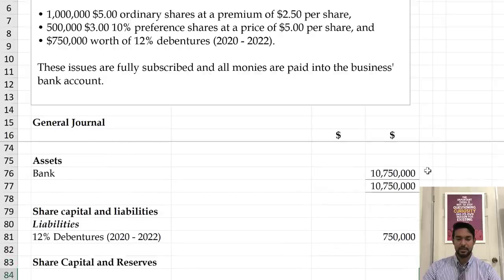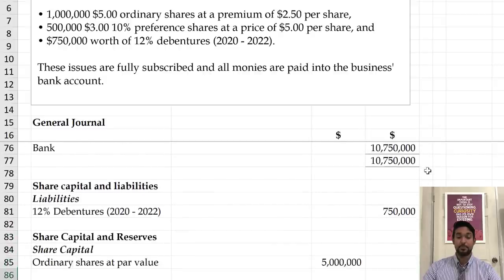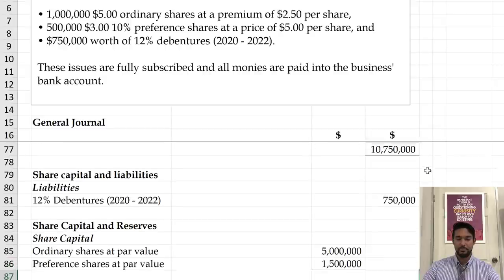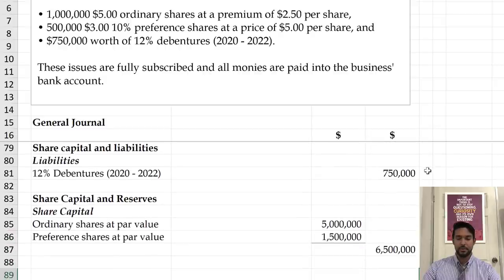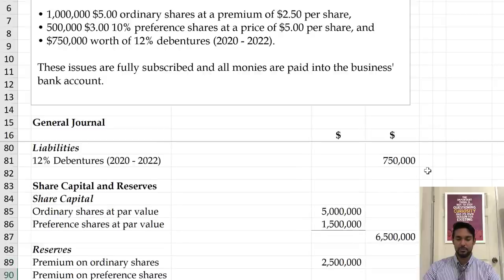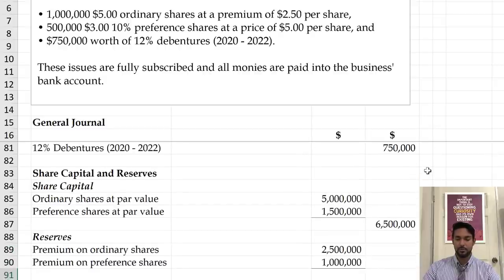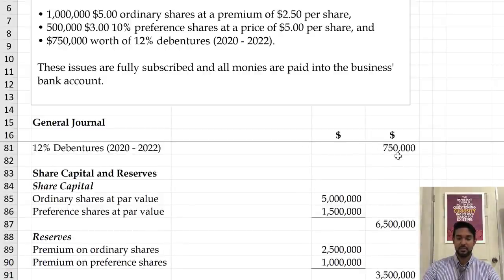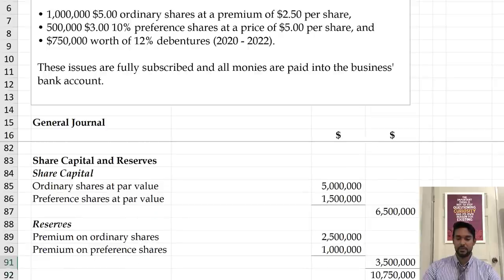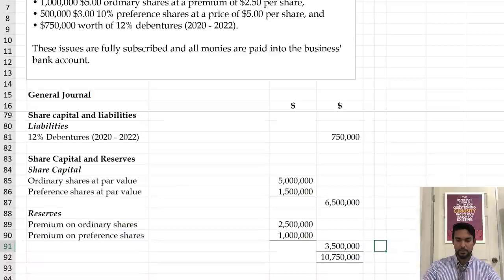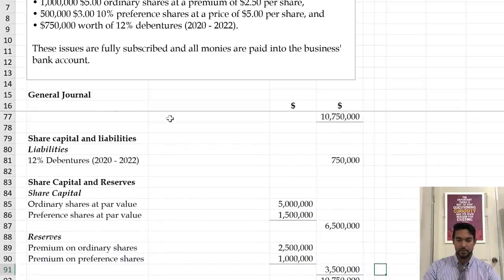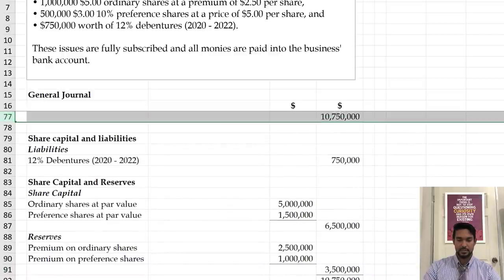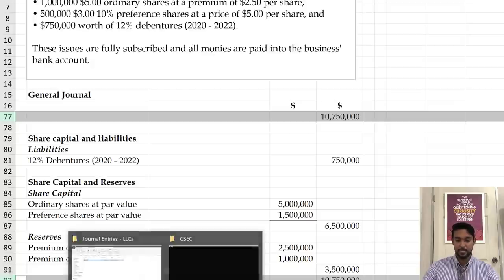Share capital and reserve, share capital, ordinary shares at par, sorry. Preference shares at par, total par value, reserves. Ordinary shares, 2.5, preference share premium, 1 million, total 3.5. So when you add 3.5 and 6.5, you get 10. 10 million and 750 will give us 10,750. Let's zoom out a little bit so we can see everything there. Right, so total assets equal to liabilities plus capital.